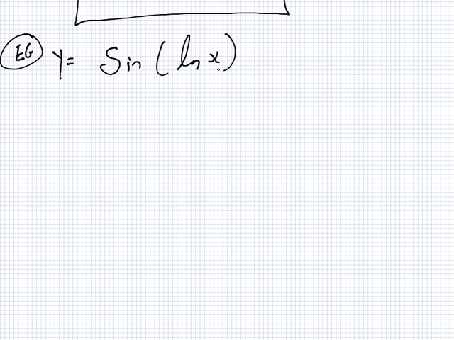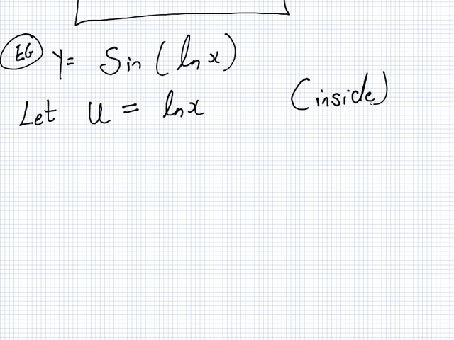So the way the chain rule works is you start off by saying let u equal log x. Basically, you let u equal to what's on the inside. So if you do that, you now get y equals sine u. Let's just replace log x with u. But now the problem is simpler.